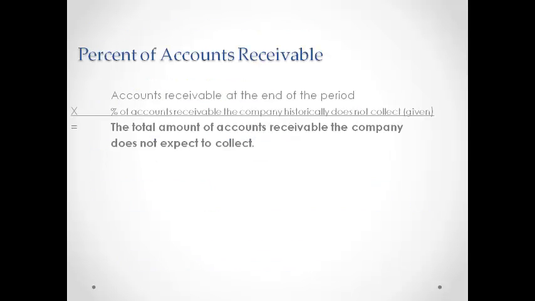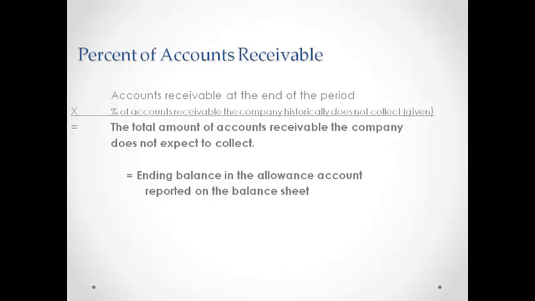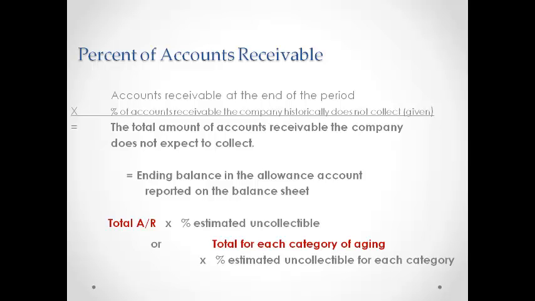The percent of accounts receivable approach uses the historical percent of accounts receivable that is not expected to be collected to estimate the future amount of accounts receivable. This method uses either the total amount of accounts receivable or the aging report of categories of length of time past due. Please review the previous video if you need a more detailed explanation.